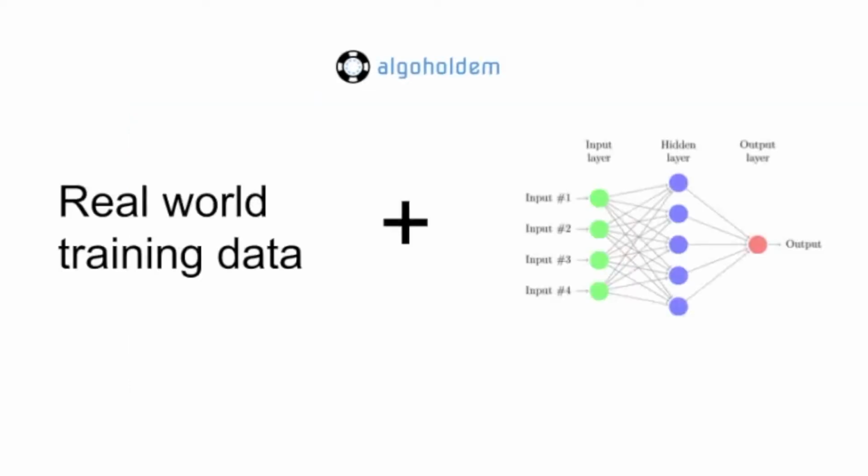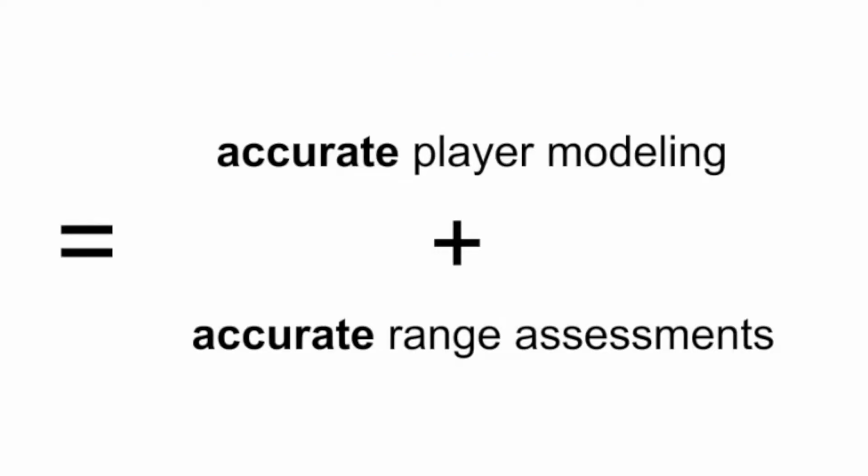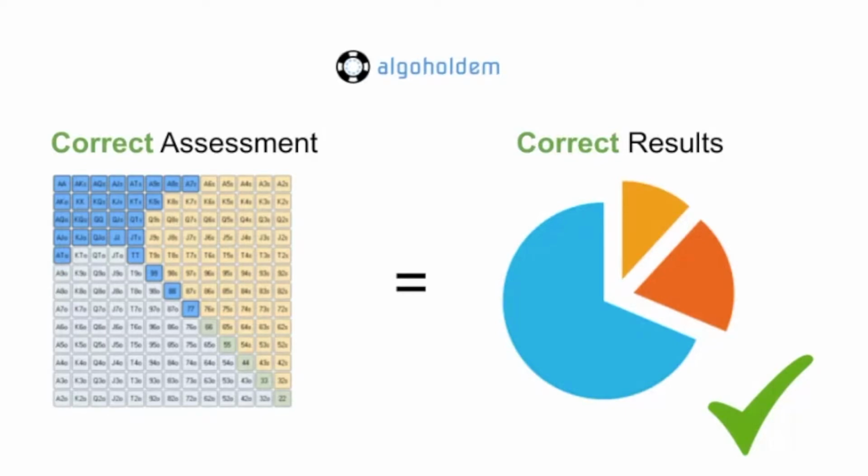And this is what AlgoHoldem is for. AlgoHoldem uses training data specific to clients and stakes to learn how to model players and output accurate range assessments. It then helps you visualize it in a way that's detailed yet simple to follow to help you learn how to make these assessments accurately on your own.